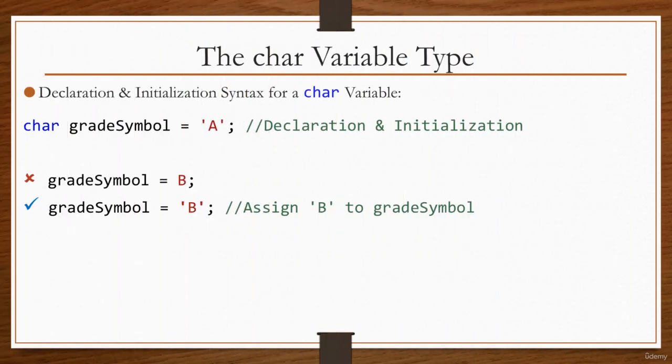Now that we have this grade symbol, let's say that changes later on in the semester or later on in the year to a B. You won't just do grade symbol, the assignment operator, and B, for example. You will have B between single quotes, and you'll assign that to the grade symbol.